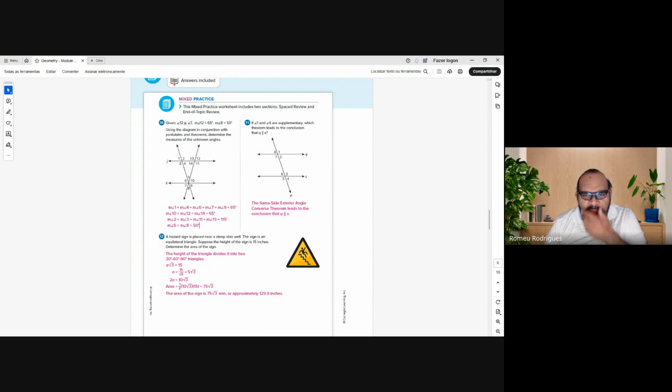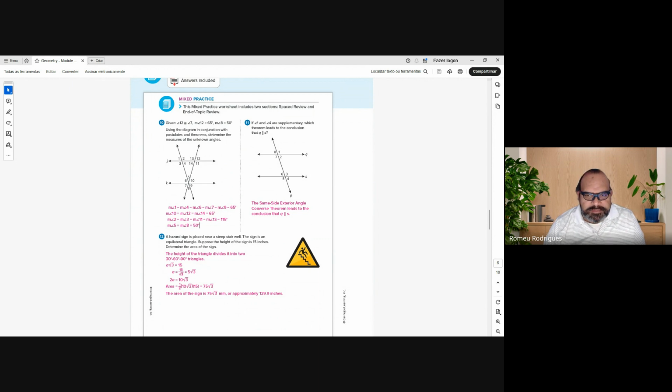Number 11. Sorry, guys. Angle 1 and angle 4 are supplementary. Which theorem leads to the conclusion Q is parallel to S? As I know, they are parallel, it is the opposite. Okay, guys, remember that when I do the law in the opposite direction.